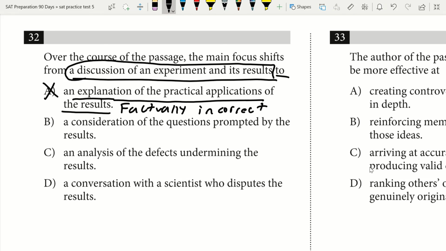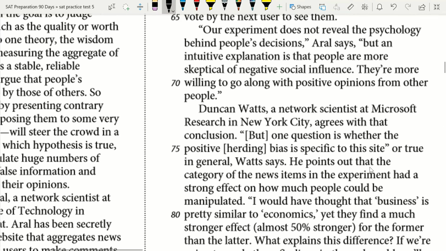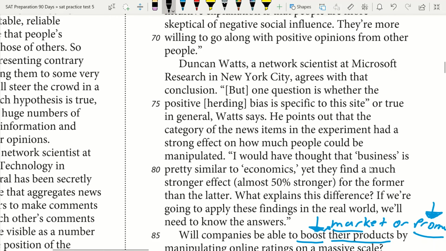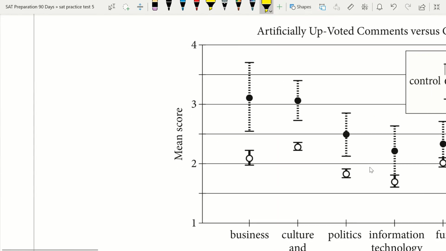Now, if you look at B, a consideration of the questions prompted by the results, that's going to be our correct answer. I can quickly show you those questions prompted by the results that we finish with. We see we have the questions. One question is whether the positive herding bias is specific to this site or true in general. Watts points out the experiment. He talks about economics being a much stronger effect. He asks what explains the difference. So we're really exploring these questions after that. So B is going to be our correct answer there.